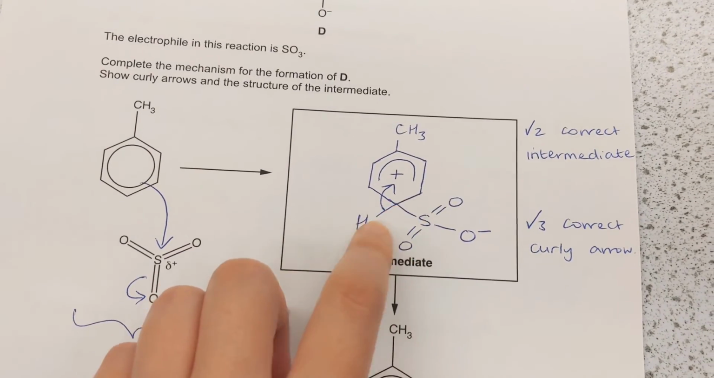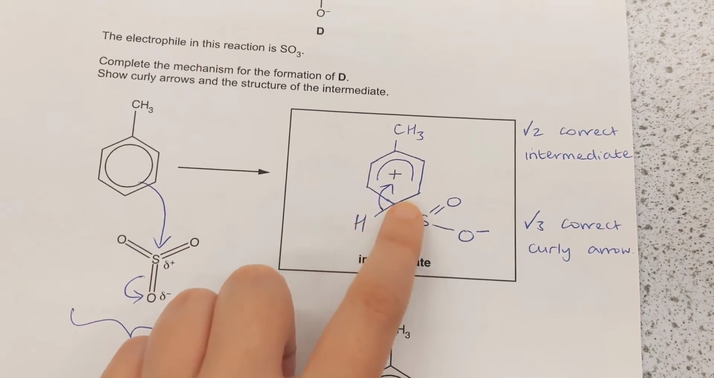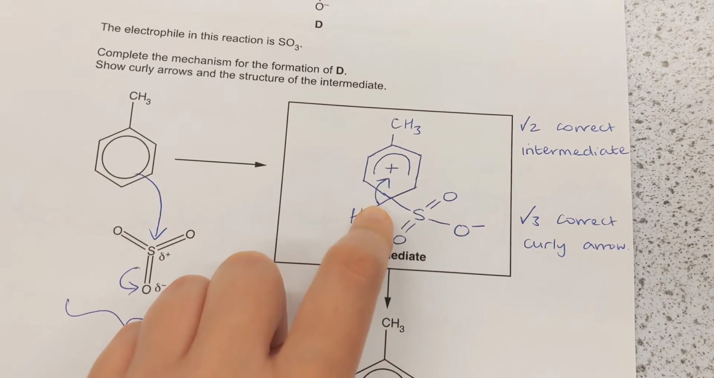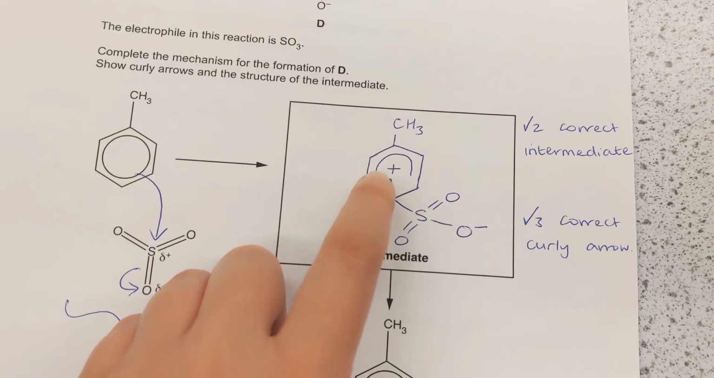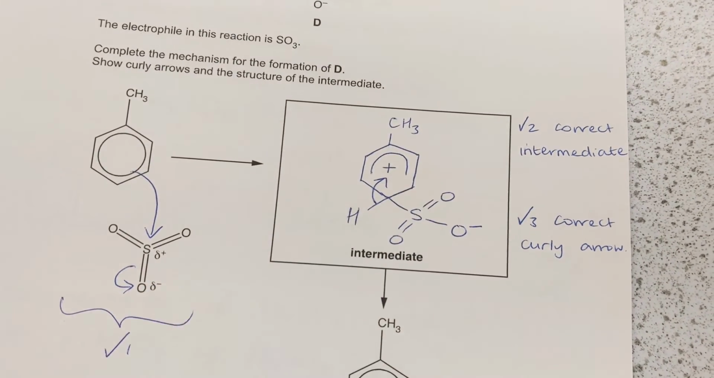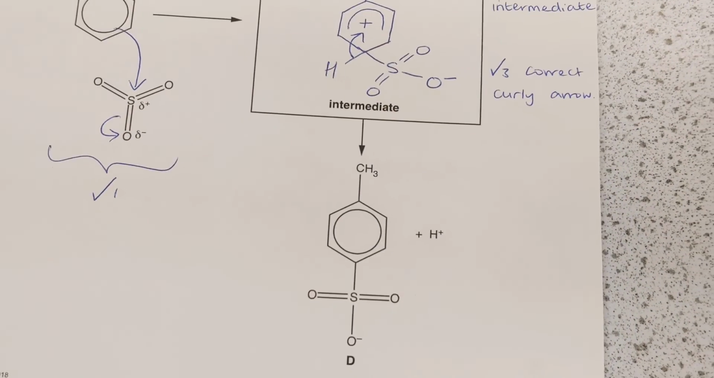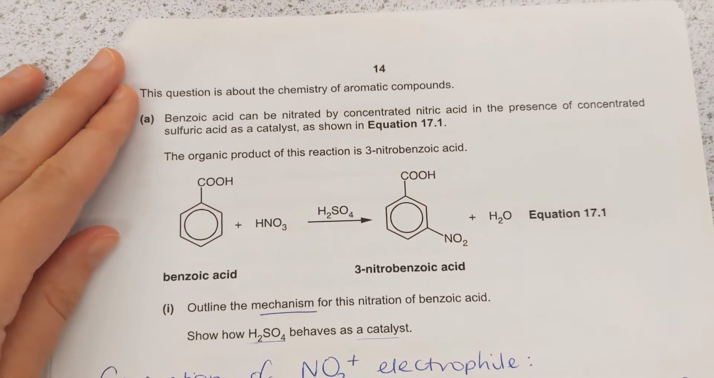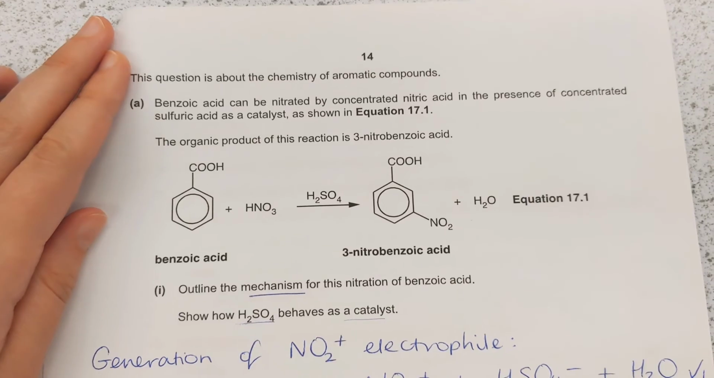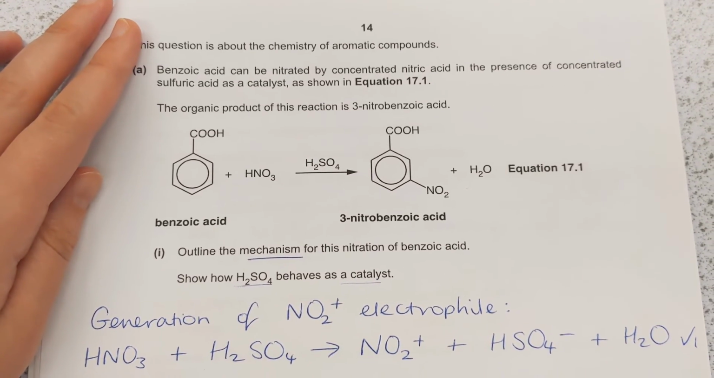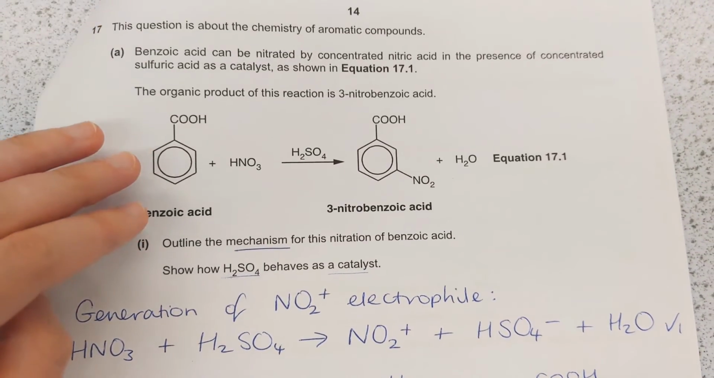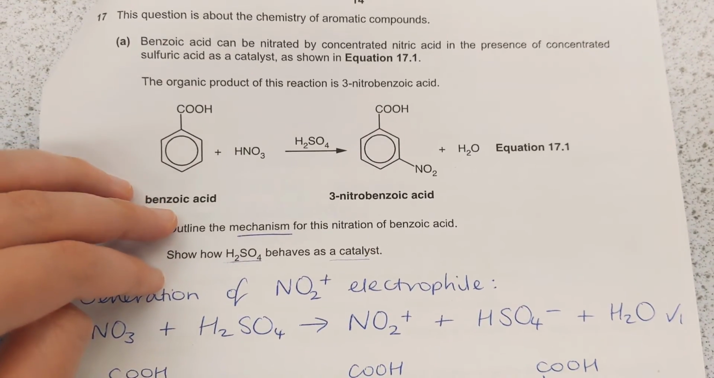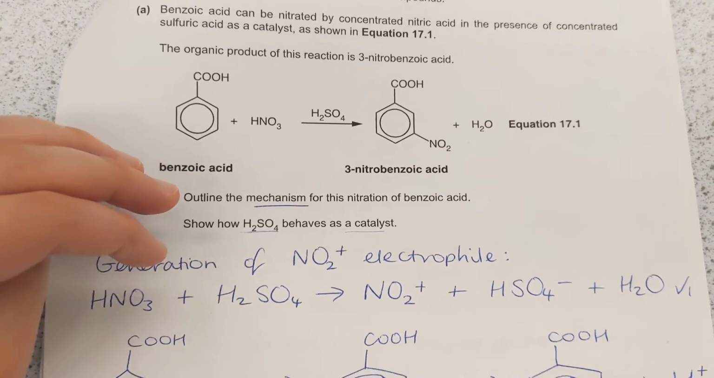Since the electrons have come from the ring, it's now broken. So one of the hydrogen atoms here, this bond is going to break, and the electrons from that carbon-hydrogen bond are going to move into the ring to reform that ring. In this final question, it's about benzene compounds again, and it says outline the mechanism for nitration of benzoic acid, and it's asking us to show how sulfuric acid behaves as a catalyst.